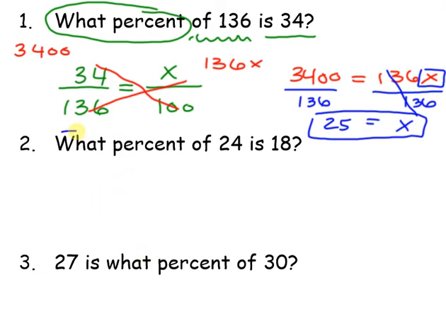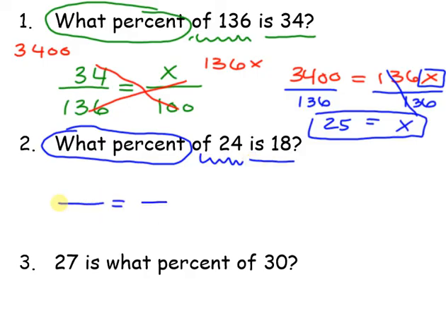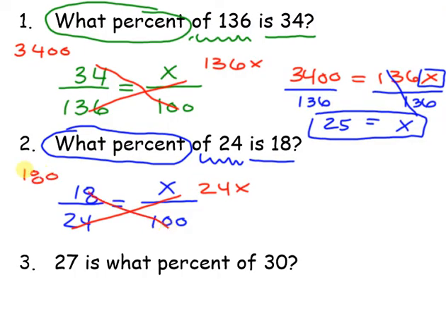Okay, here we go again. What percent of 24 is 18? Set up your fraction bars, set them equal to each other. 100 is your freebie on the bottom. What percent? We don't know, that's your x. Of 24, the top is 18. Cross multiply. 24 times x is 24x. 100 times 18 is 1,800.